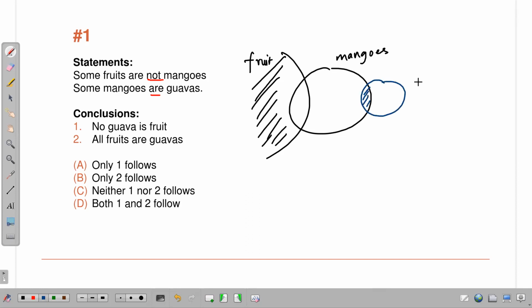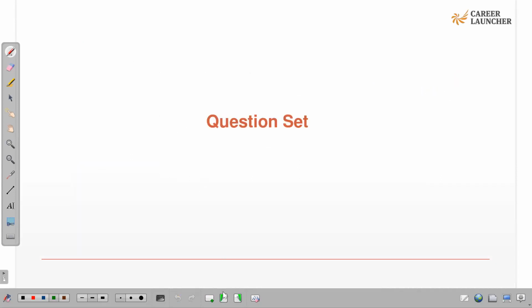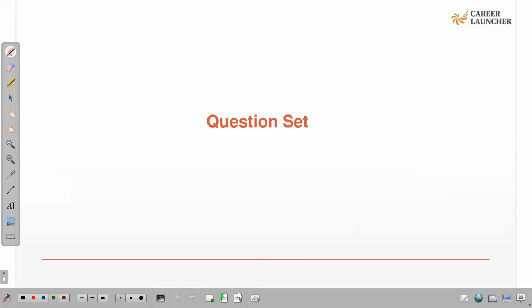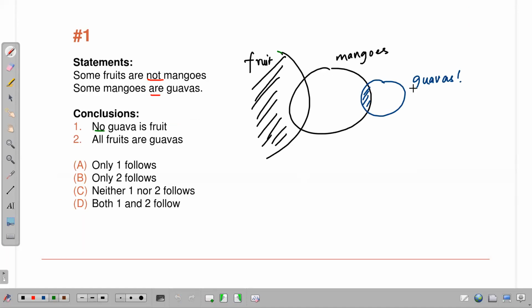Let's say these are the part of mangoes that are guavas. Now let's check my least intersection diagram. Can I say no guava is fruit, none of the guavas is fruit? Yeah, in this case it's true, but remember for a negative conclusion we must draw a maximum intersection diagram, because in the least intersection it might be true. Therefore now we have to check whether, in any possibility, we can falsify it. Let's check the maximum possibility.